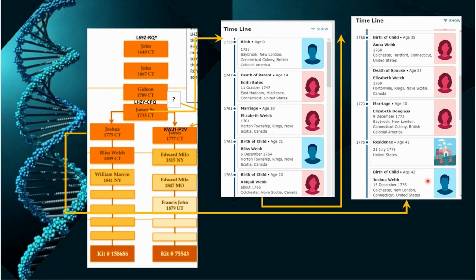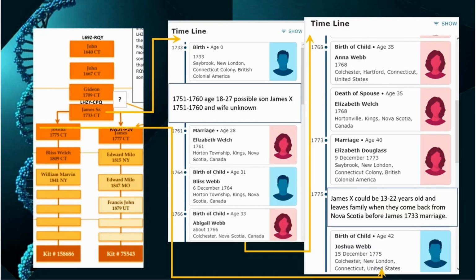Doesn't happen very often. So I looked at the timeline and said, how can I squeeze another James in here that would be the father of our James? Well, between the ages of 18 and 27, he could have had a son, James. Wife unknown. Dies in childbirth. He's got a kid.